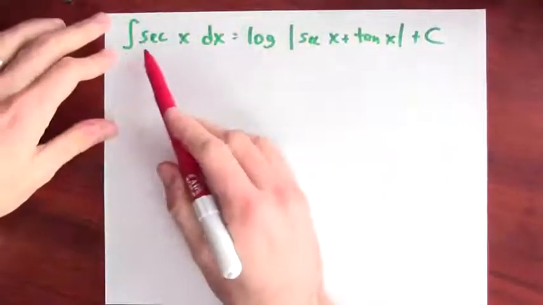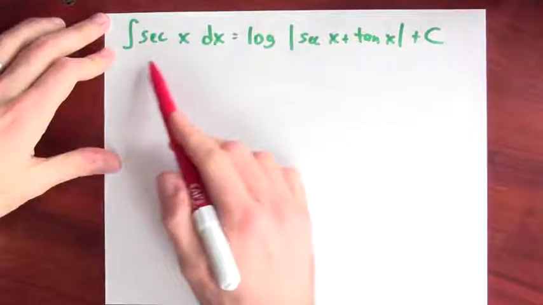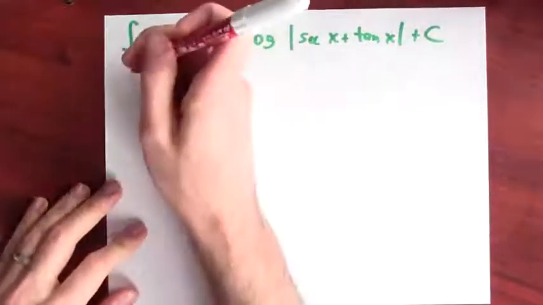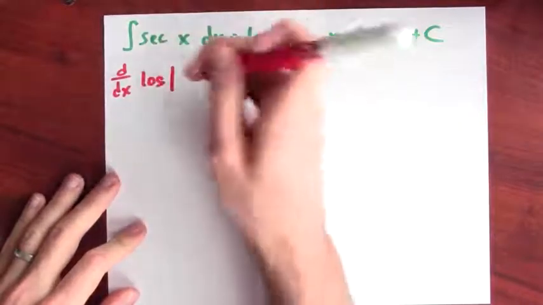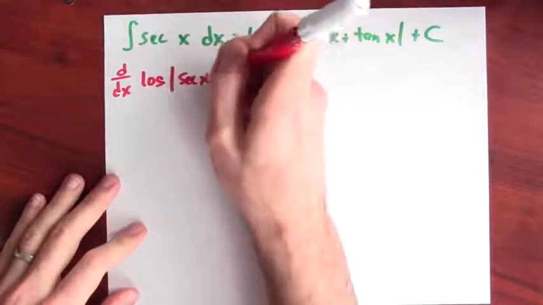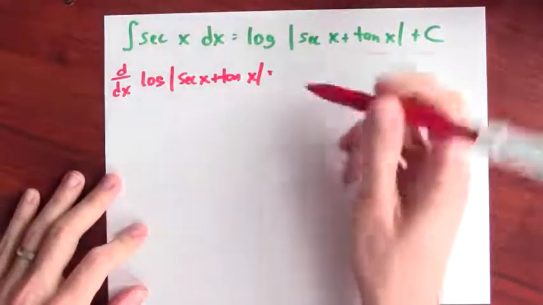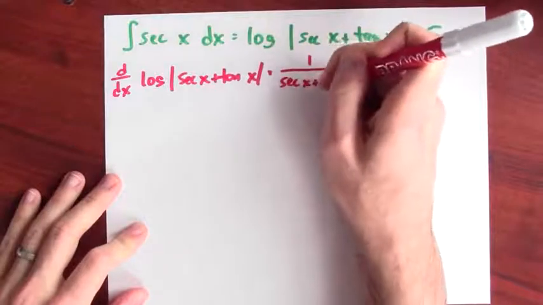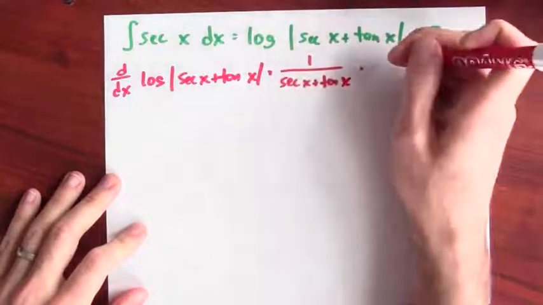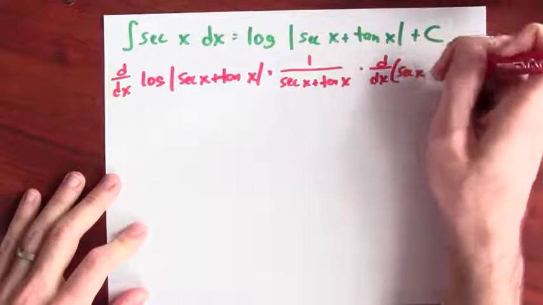To verify that the antiderivative of secant x is this, it's enough to differentiate this and end up with secant x. So let's try that. I'll differentiate log of the absolute value of secant x plus tangent x, and what do I get? Well, the derivative of log is 1 over the inside function, which is secant x plus tangent x, times the derivative of the inside function. This is really the chain rule in action.